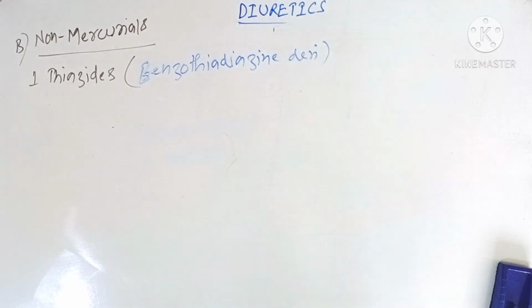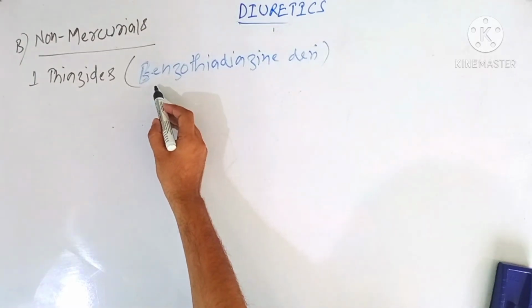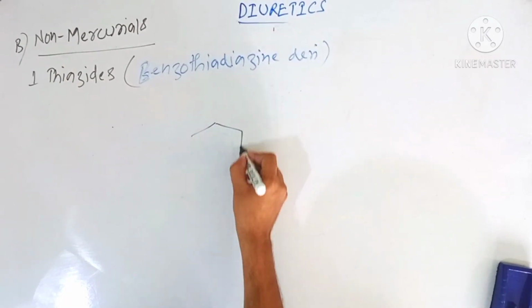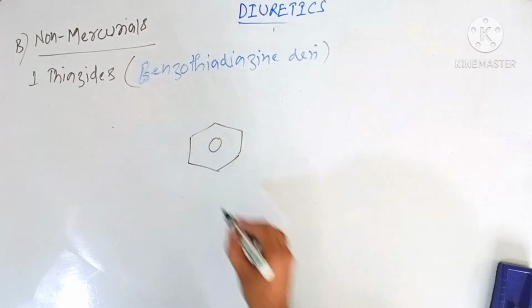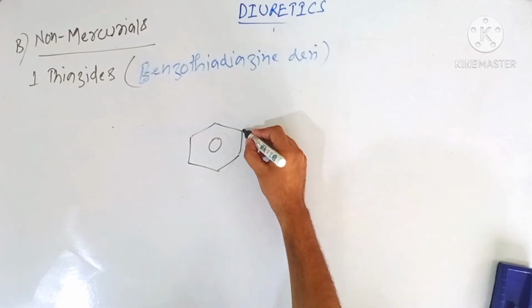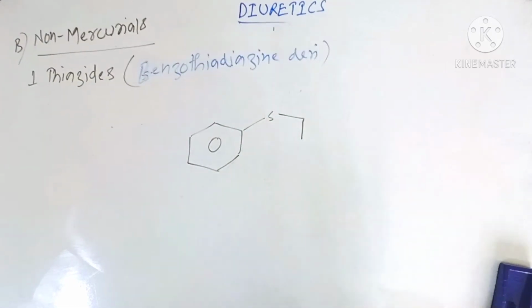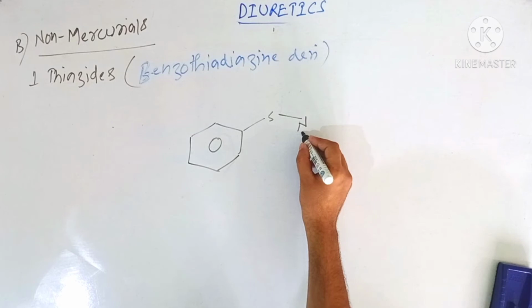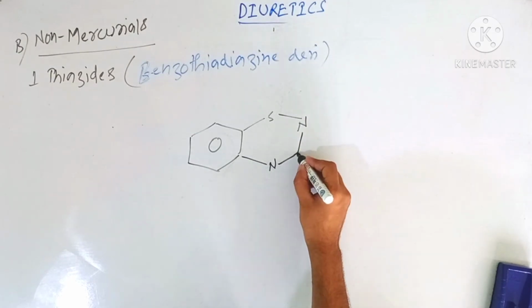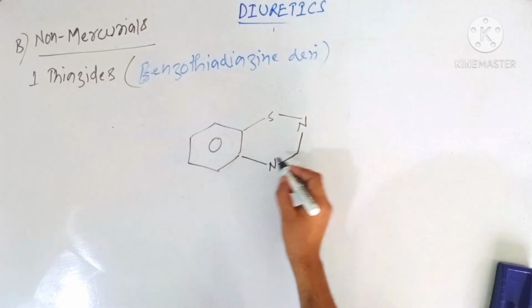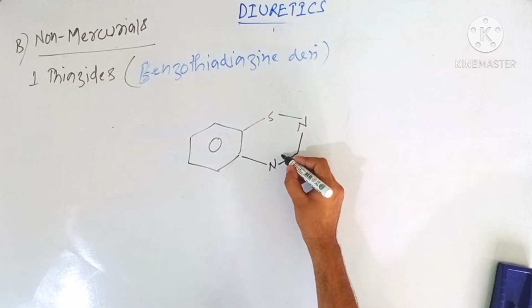First we will see the general structure of thiazide diuretics. As the name indicates, benzothiadiazine, they have a benzene nucleus. So this is your benzene, then thiadiazine. Thiadiazine means a sulfur containing ring which has 2 nitrogens in its structure. So this is thia, this is first aza, then this is second aza. So that is benzothiadiazine. The general structure of benzothiadiazine is represented like this.